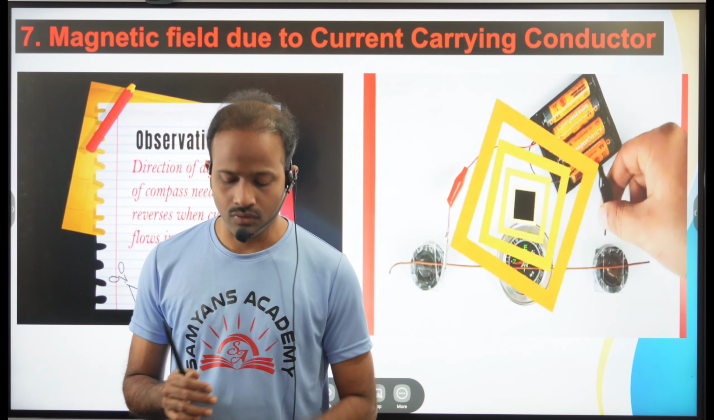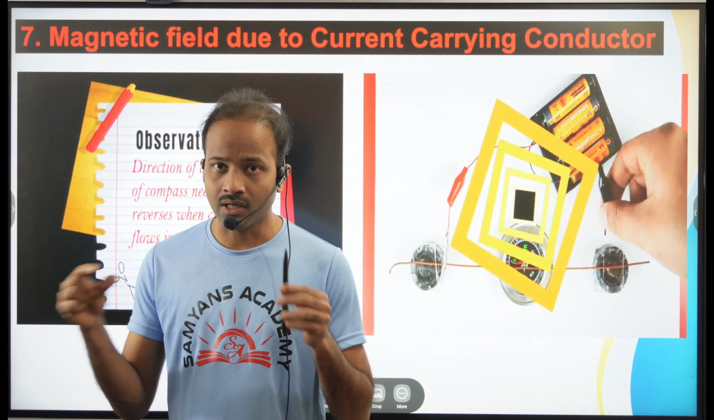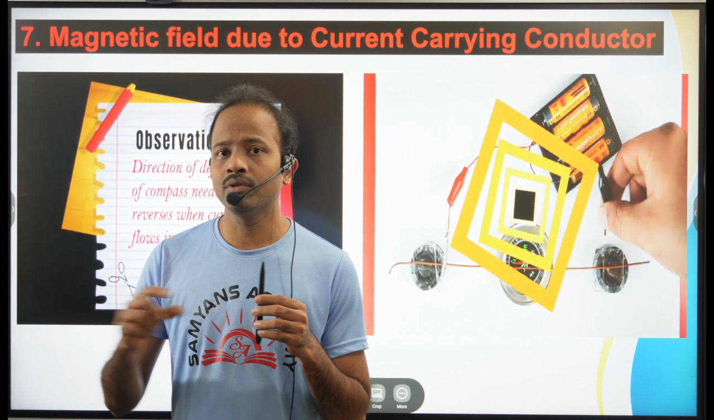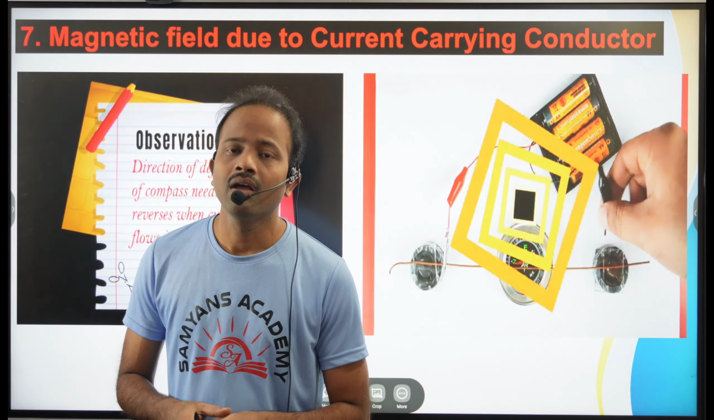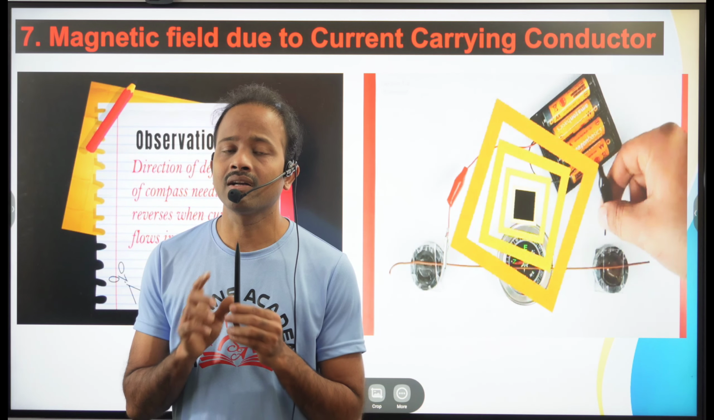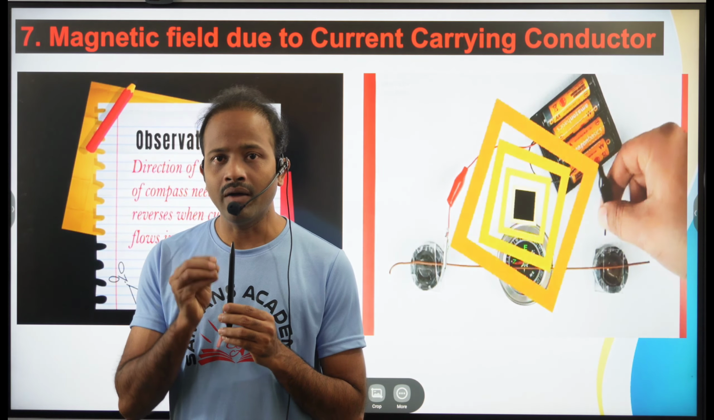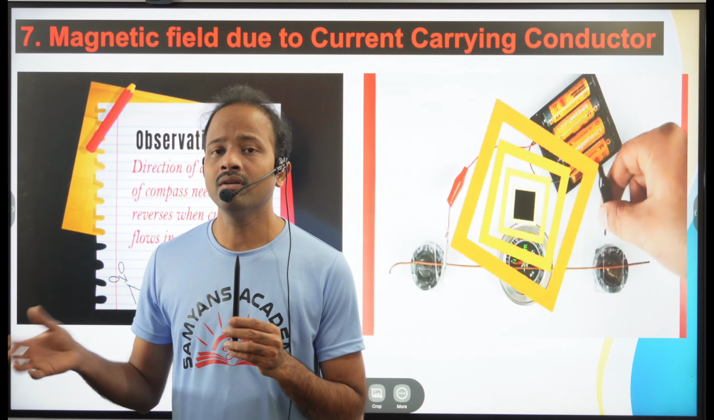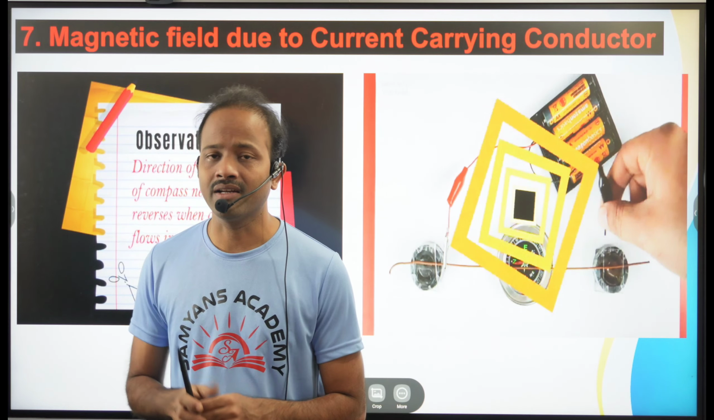Okay, and one more activity we have done. When you take the compass needle nearer to the current carrying conductor, it will show more deflection. When you move away from this current carrying conductor, it will show less deflection. That means we can observe more magnetic field strength nearer to the current carrying conductor. When you move away from the current carrying conductor, the compass shows less deflection. That means there is a less magnetic field.